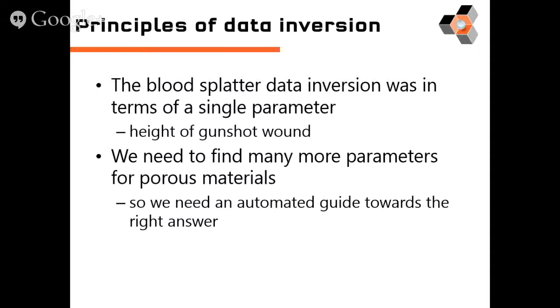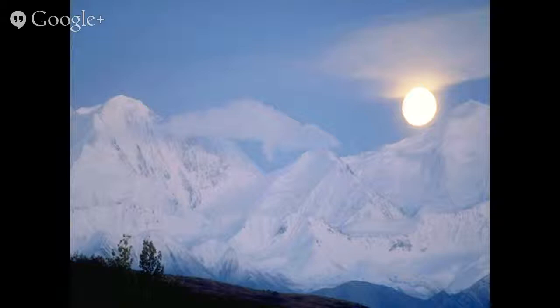If we're looking at the structure of porous materials, we need a lot more parameters than that. The sizes, how they're connected, all sorts of particular parameters. So we need an automated guide to guide us towards the right answer. So here, on the next slide, we have another analogy. This is a damsel in distress.